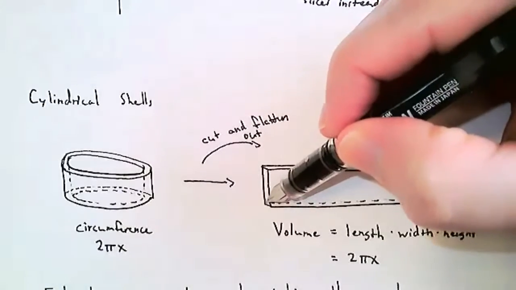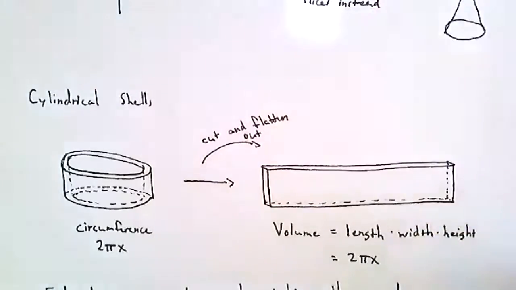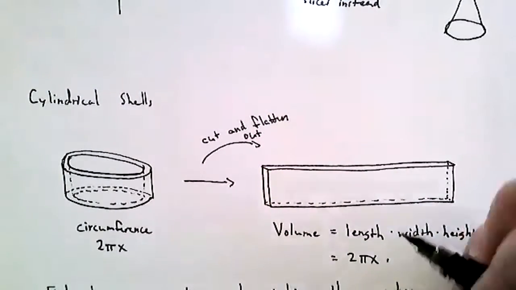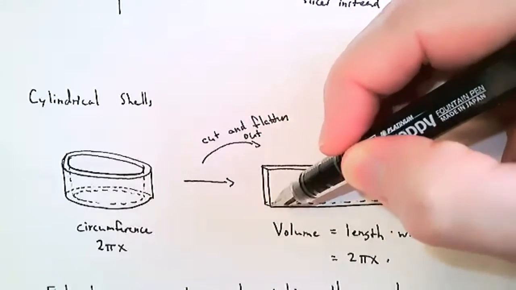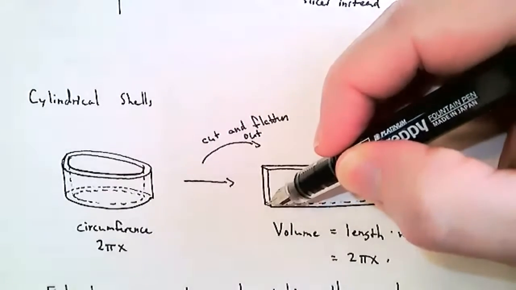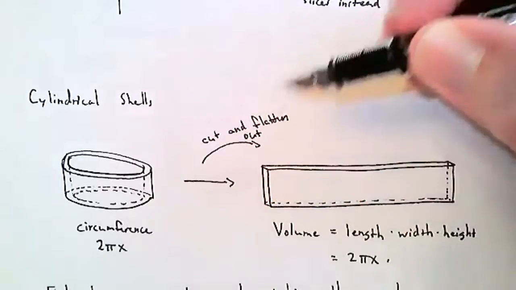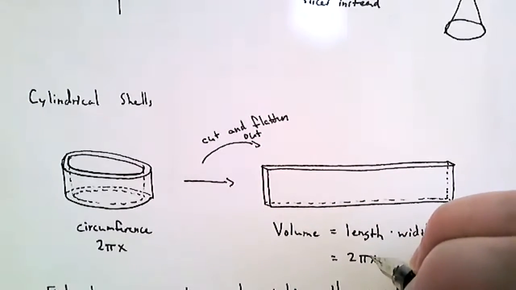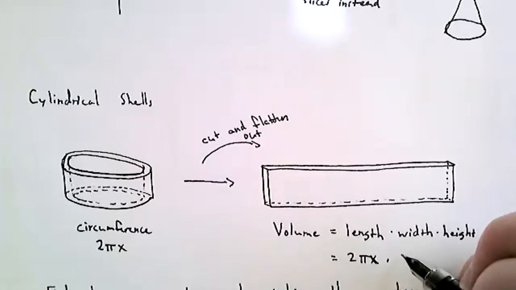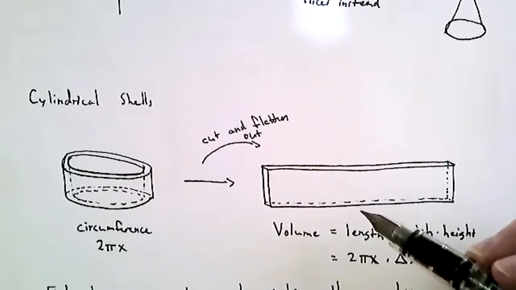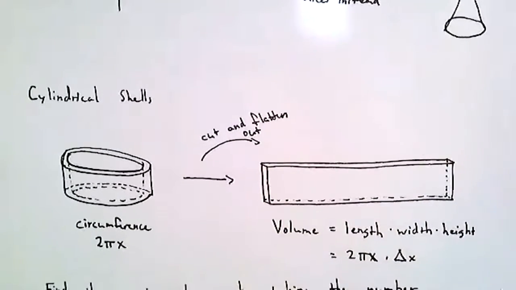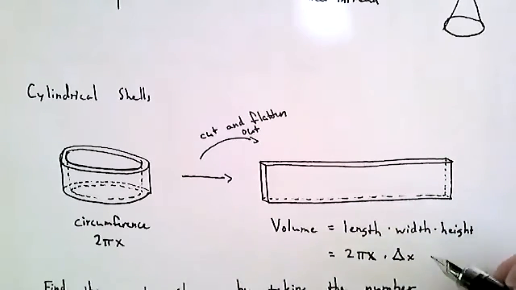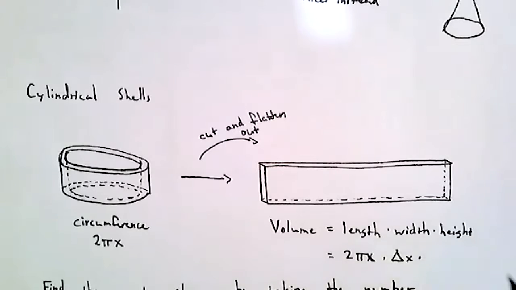And the width here, I'm just going to tell you what that is. So like before, when we were making little rectangles in Riemann sums, we called the width of our rectangles delta x, because it's going to be a really small distance that gets smaller and smaller as we use more and more cylindrical shells in this case. So we have just the symbol delta x. And finally, what about the height?